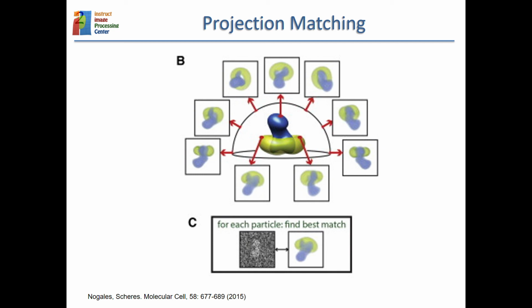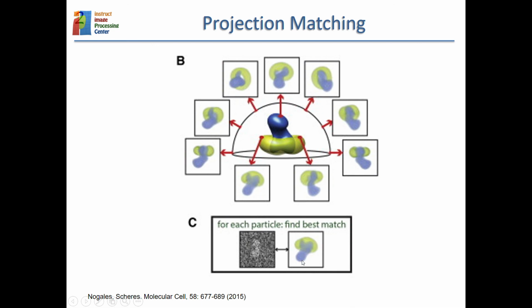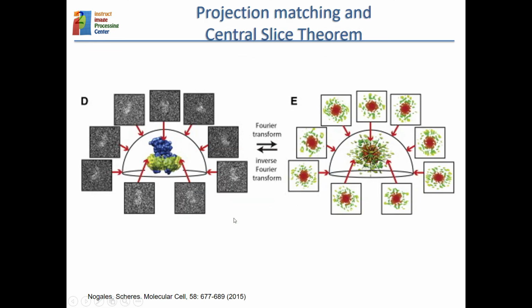And then decide that this experimental image is most similar to this one. And since we know from where this image was taken, we assume that this image is also taken from there. And you repeat the same for all the experimental images. And now you have the orientation of each one of the experimental images, and then you can do the 2D Fourier transform of all of those.